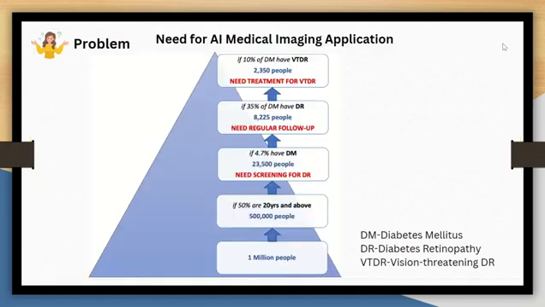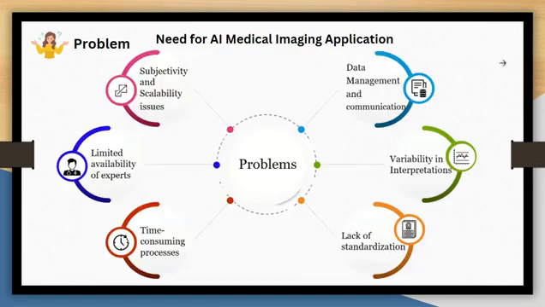Here are the statistics for the need of an AI medical imaging application. Here are some other problems which make the AI medical imaging application highly essential. The problems like subjectivity and scalability issues, limited availability of experts, a time-consuming diagnosis process, lack of standardization, variability in interpretation of the disease, and then data management and communication.